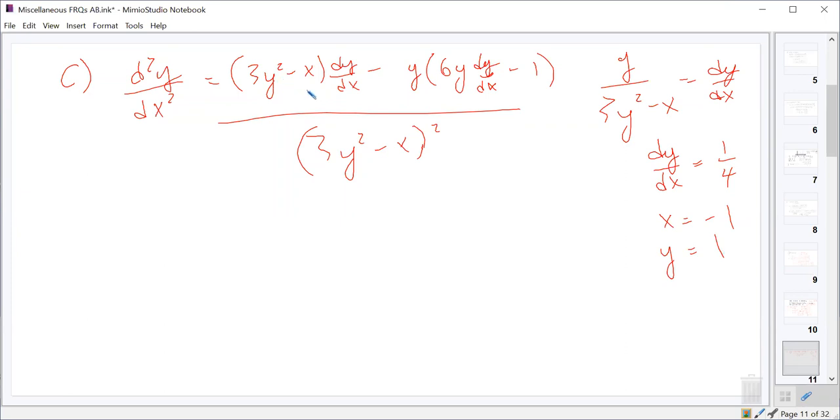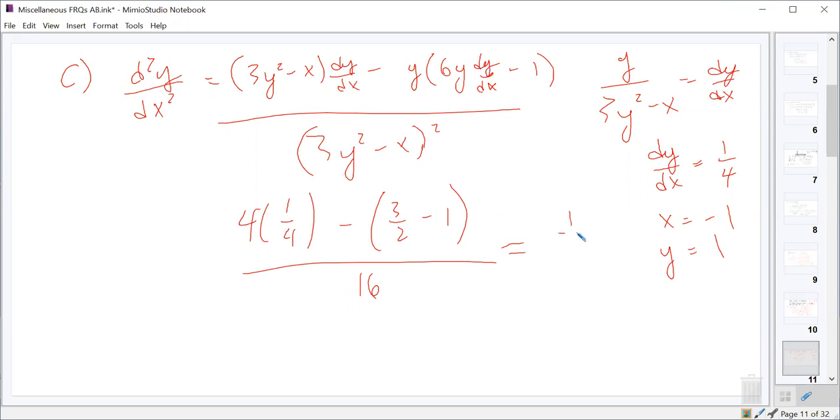So 3y squared ought to be 3 minus -1 ought to be 4. So we got 4 times 1/4. Then we got minus 1 times 6/4, which is 3/2, minus 1. And then this denominator is 3y squared, 3 minus -1 is 4, squared is 16. So we got 1 minus, this is a half, so 1 minus a half is a half over 16, 1/32. Good or no?